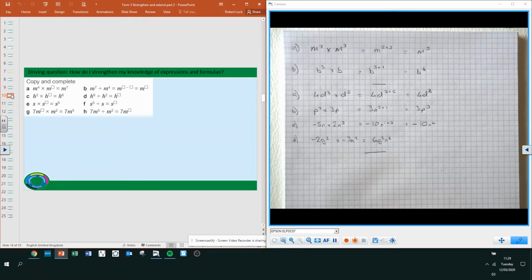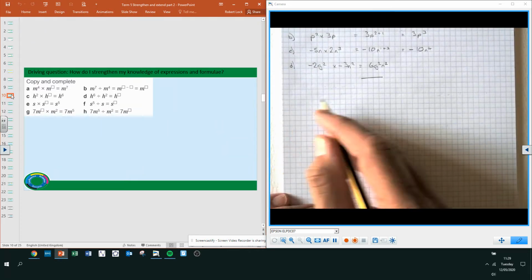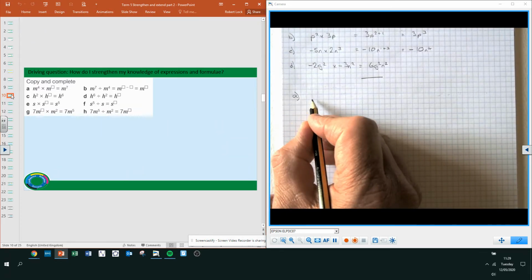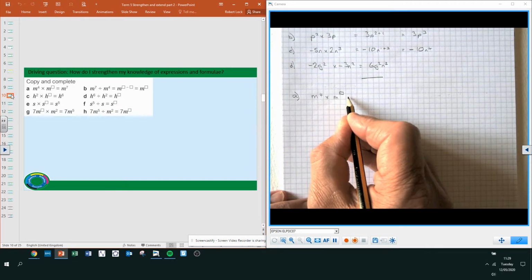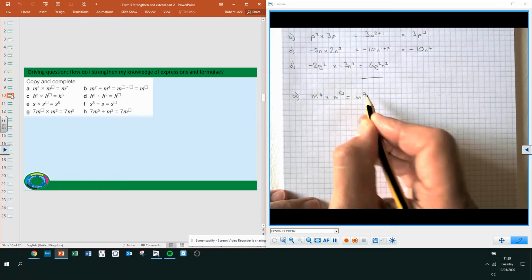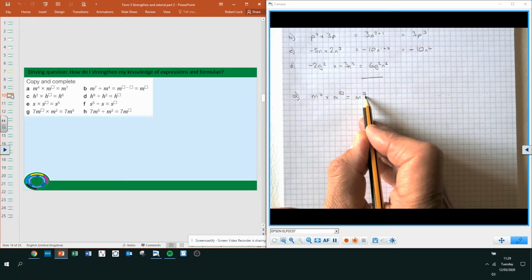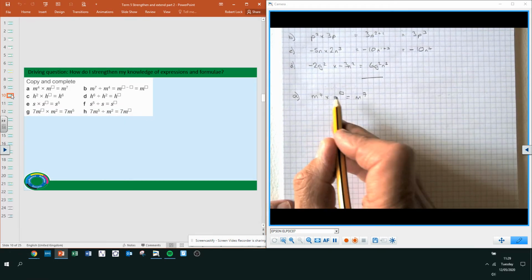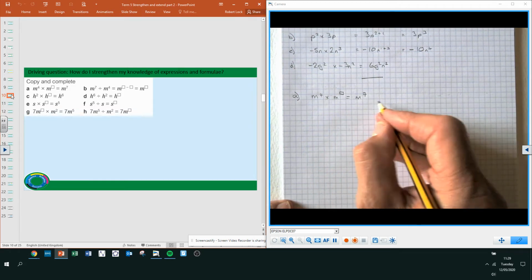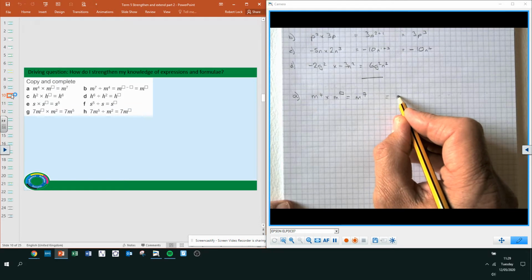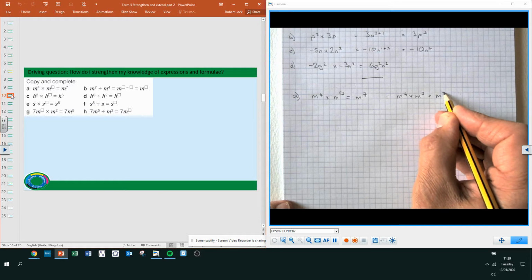Next one. Go through these quite quickly. A little bit more difficult. A. m to the power 4 times m something makes m to the power 7. When we add the powers to make this total here, what we could do is take 4 away from 7 to make 3, because 4 plus 3 makes 7. So the answer is m to the power 4 times m to the power 3 equals m to the power 7. So there's the answer.